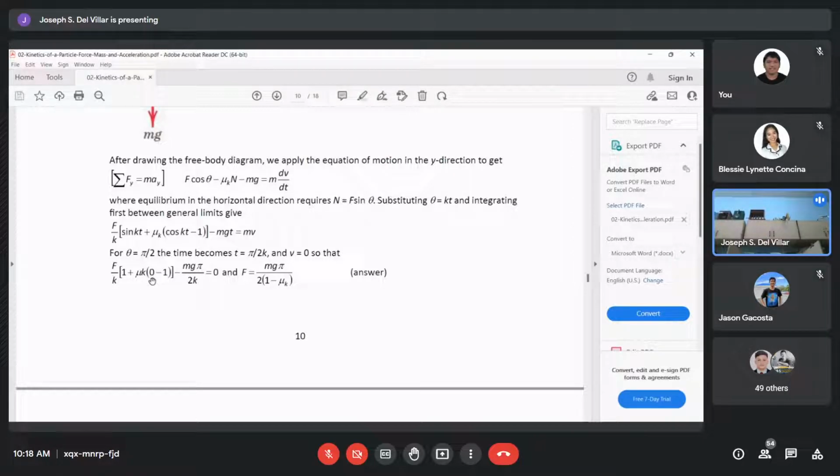So any question dito? Paano nakuha to is application of your differential equation. Okay? F cosine theta. Inalis muna kasi yung dt dito. No? Minultiply mo na both sides by dt. Kaya itong left naging F cosine theta dt minus mu k N dt minus mg dt is equal to m dv. Did you get it?